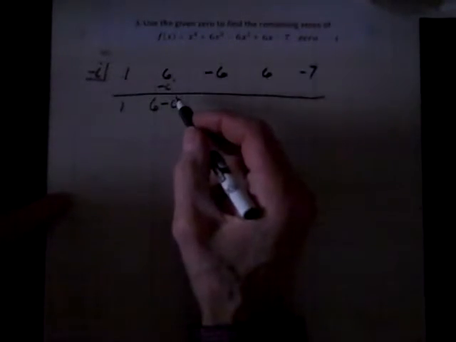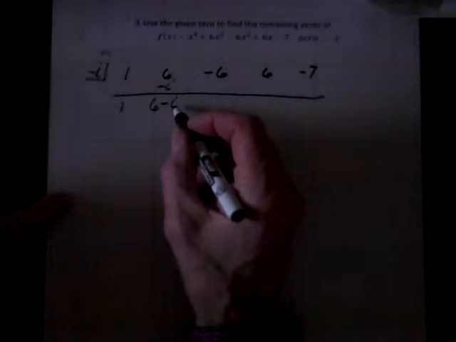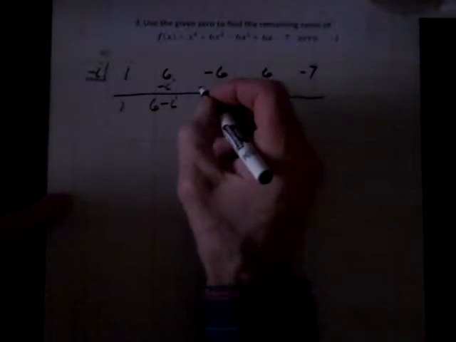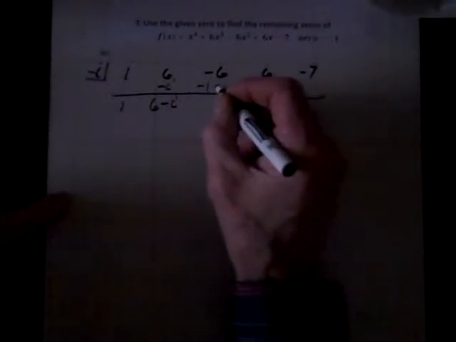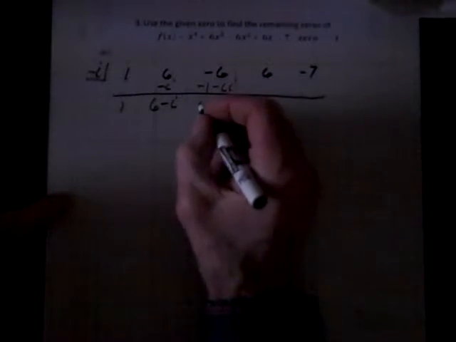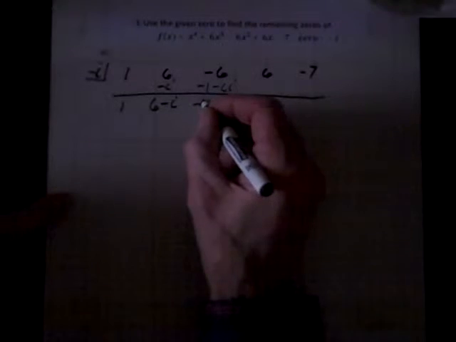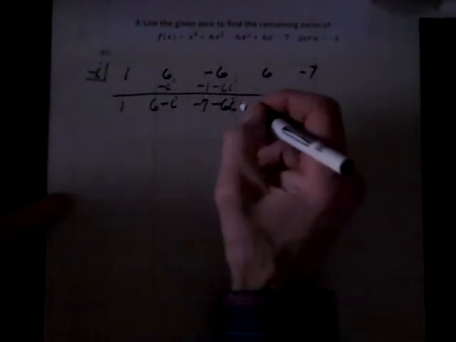Now we'll multiply by negative i again. A negative i times negative i is i squared, and i squared is negative 1. Negative 1, and negative i times 6 is negative 6i. So adding these up, we get negative 7 minus 6i.